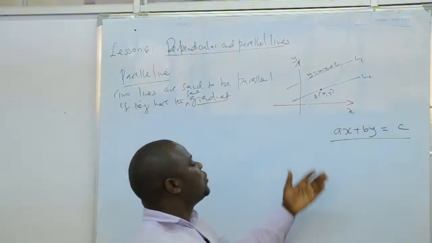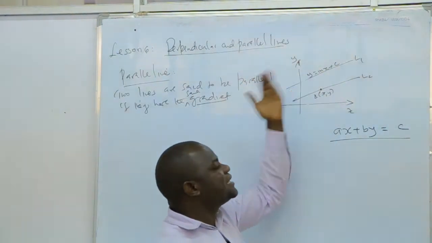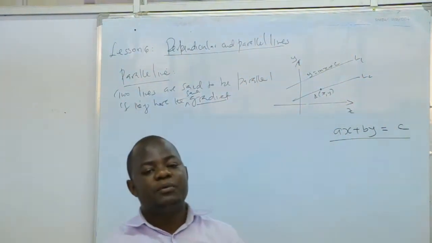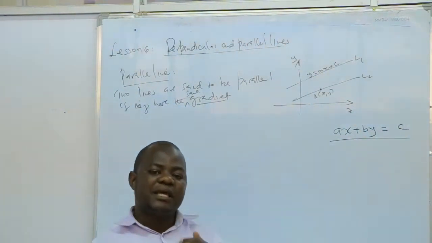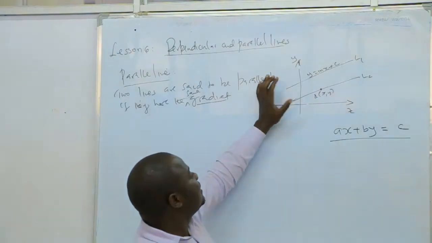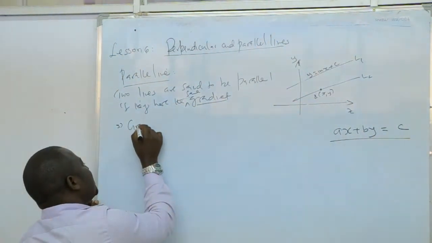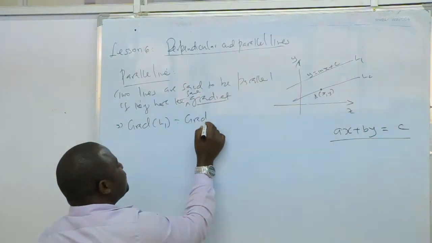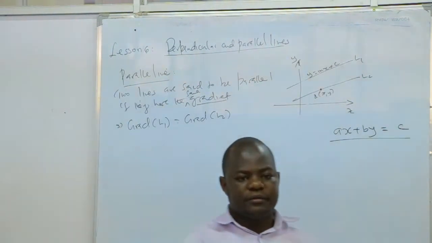So what do we do now? What we first do is to know the gradient of the first line. When we get the gradient of the first line, we shall be able to find the gradient of the second line. In other words, if I know the gradient of line 1, then the gradient of line 1 is equal to the gradient of line 2, L2. The reason is they are parallel.